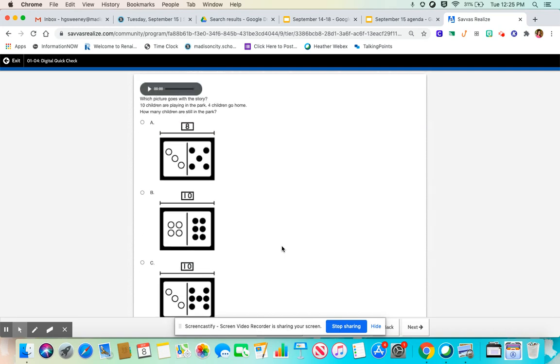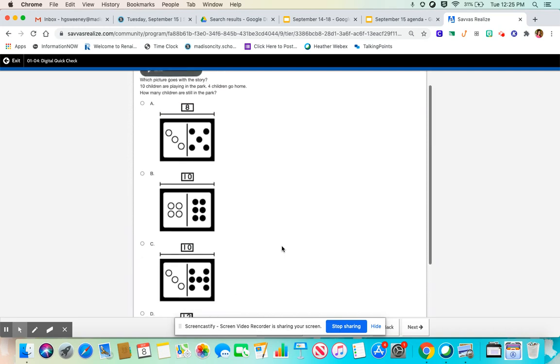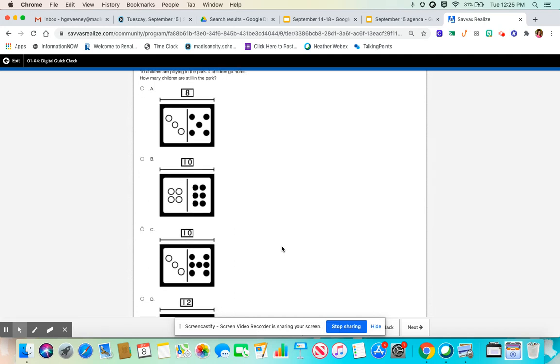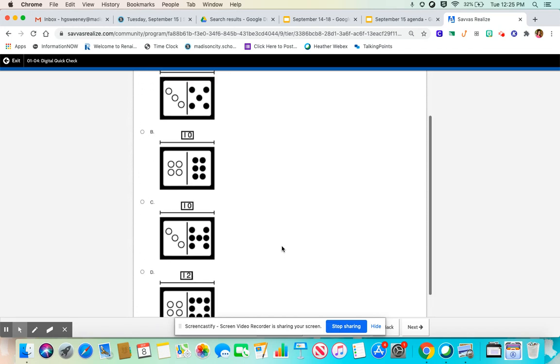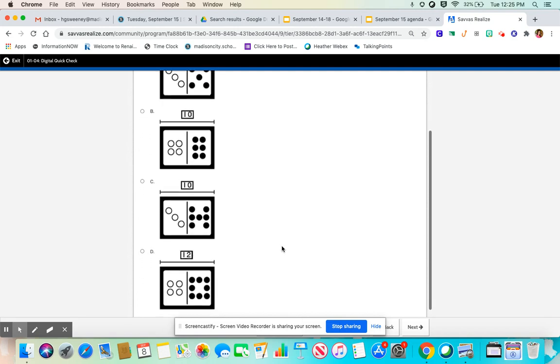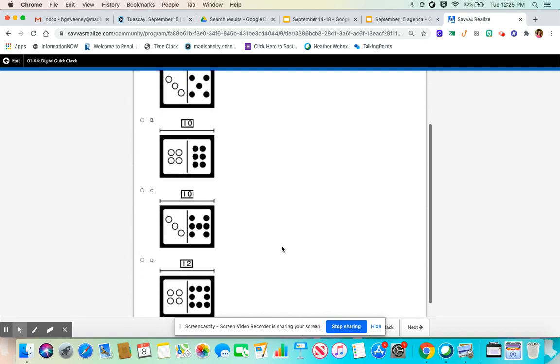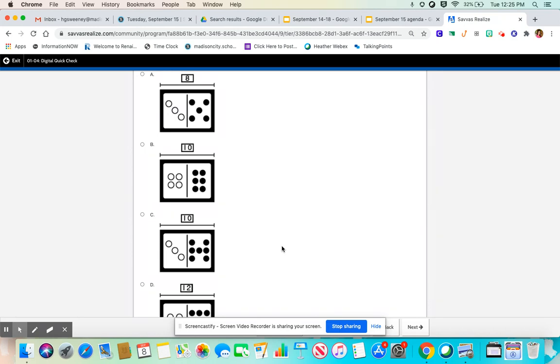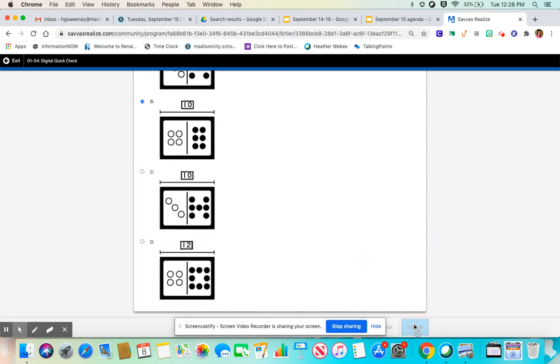Which one of these pictures matches the story that 10 children are playing and 4 go home? I want you to put number 1 on your math notebook and choose your answer. Okay. You should have selected choice B. 10 children are playing in the park. 4 go home. That means there are 6 left. 10 minus 4 equals 6. All right, let's go to the next question.